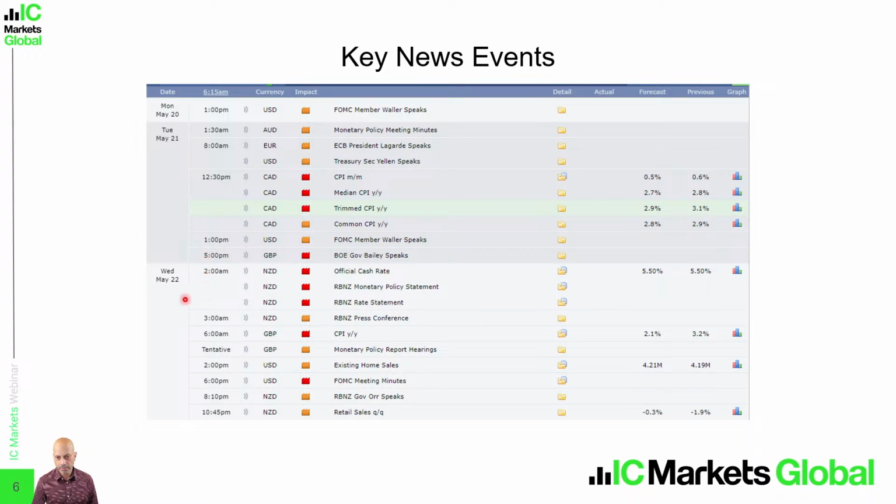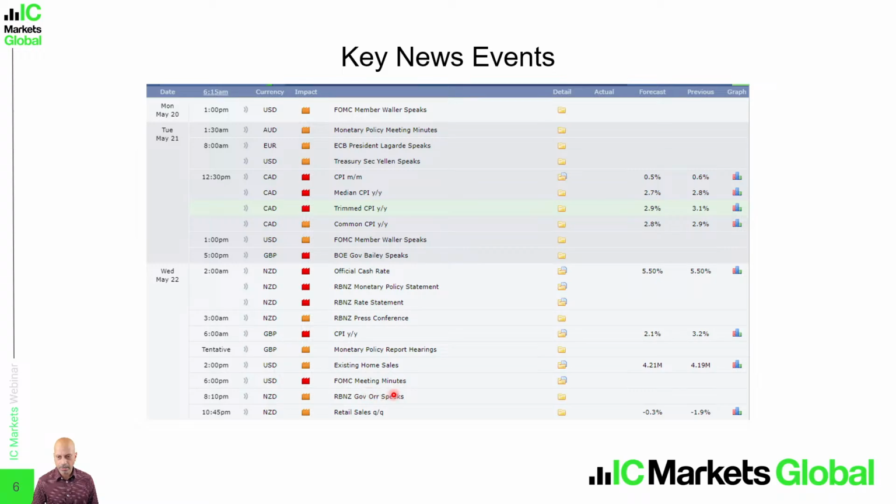Then moving on to Wednesday, 22nd of May at 2 a.m. GMT, the RBNZ will release its monetary policy statement, where they're expected to maintain the official cash rate at 5.5%. An hour later, at 3 a.m. GMT, the press conference will commence, and that's where we could see further insights from the RBNZ board members as well.